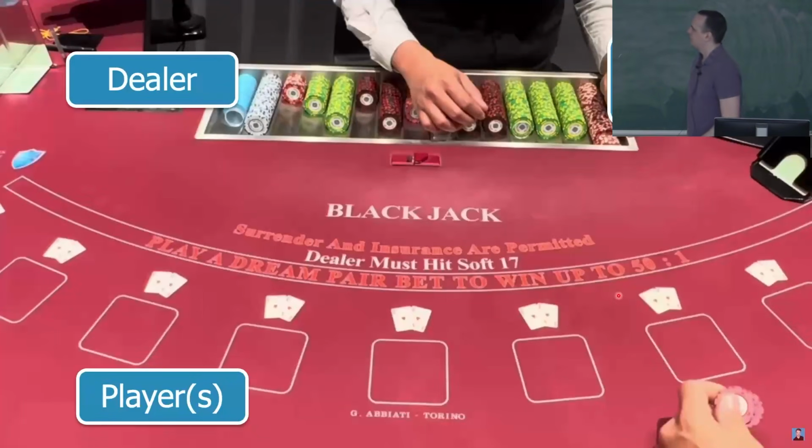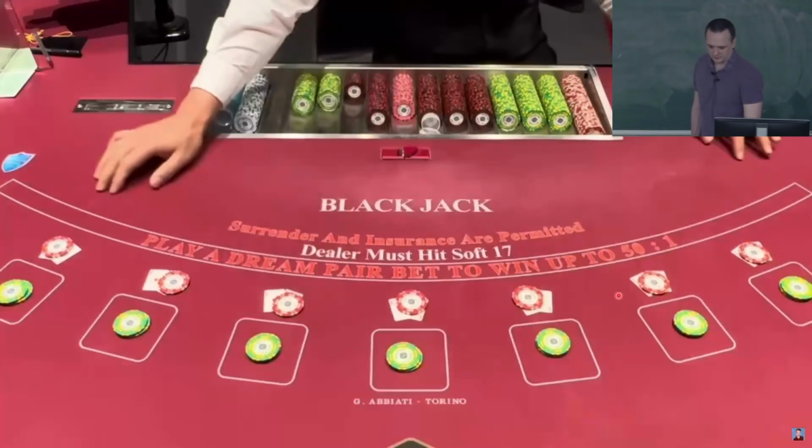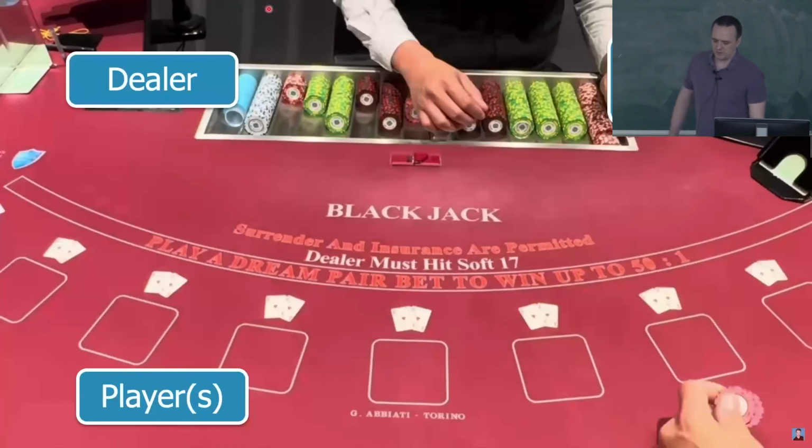So let's have a look at blackjack. I hope this plays. Yeah, okay. So blackjack, just to explain, there are a number of different players playing a blackjack table at the same time. You could have 1, 2, 3, 4, 5, however many people can fit at the table. Now, the fact that there are multiple players playing at the same time literally means nothing.